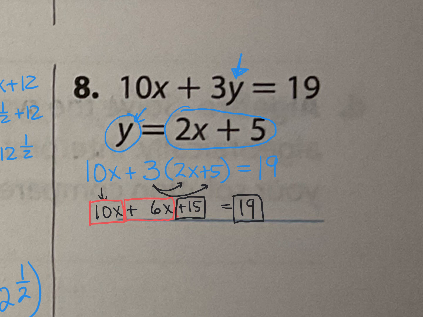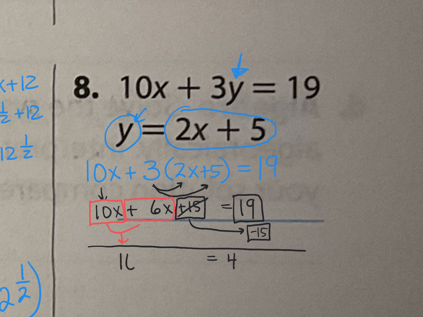All right, let's get the colors on the same side. Same team on the same side. This has got to switch and become negative 15. All right, so 19 minus 15 is just 4. This is not on this side anymore. 10x plus 6x, they're on the same team. They're on the same side. We can add those together. 10x plus 6x is 16x.